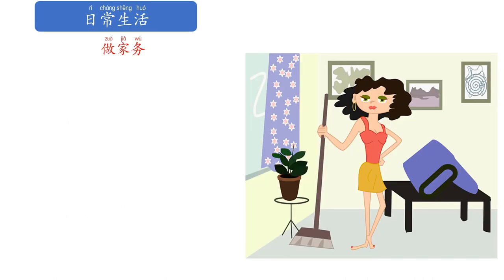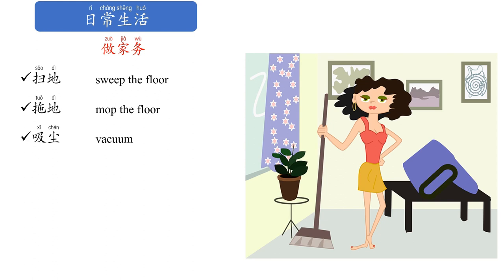For those who have to do housework, here are the words for you. 做家务, to do housework. First one, 扫地, sweep the floor. Second one, 拖地, mop the floor. Third one, 吸尘, vacuum. And 洗衣服 is to wash your clothes.